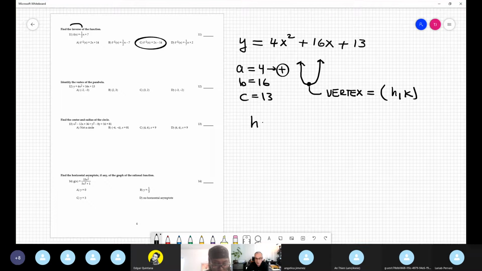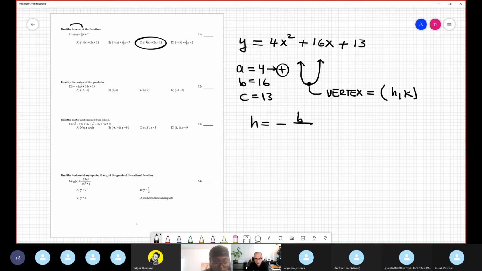And the formula for the H is super easy. It's minus B over 2A. The formula for the K is very complicated, but okay. You plug the value that you get for H into the original equation, and you get the Y component K. Okay, let's do it. The formula has a minus. Be careful. B is 16, and A is 4. 2 times 4. According to the order of operations, multiplication, 2 times 4 is 8, and minus 16 divided by 8 is negative 2.